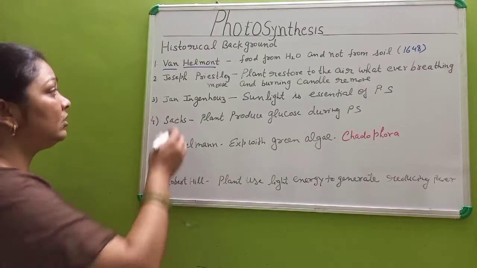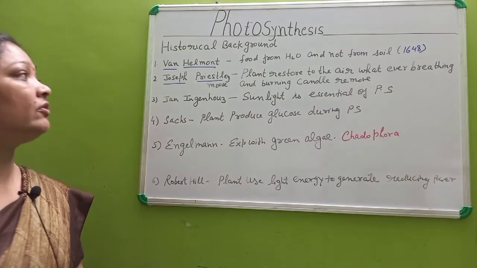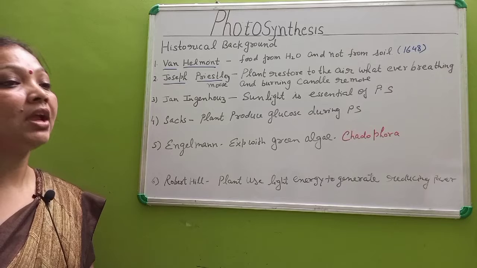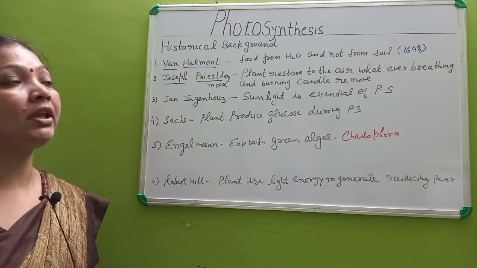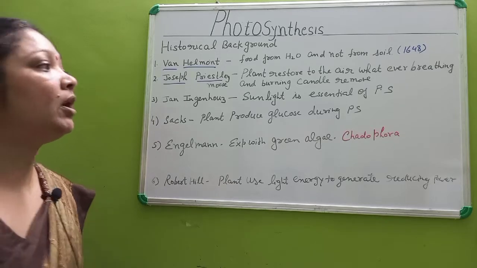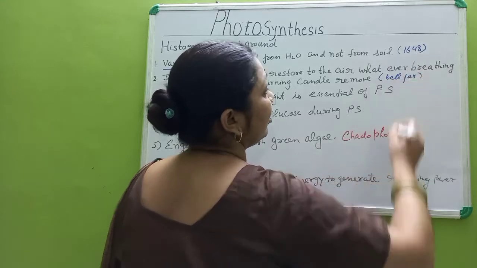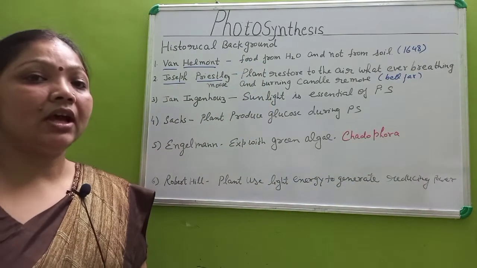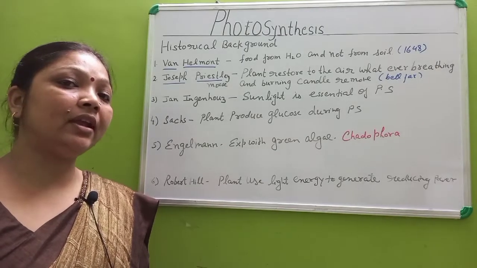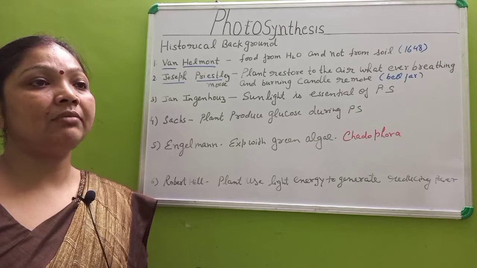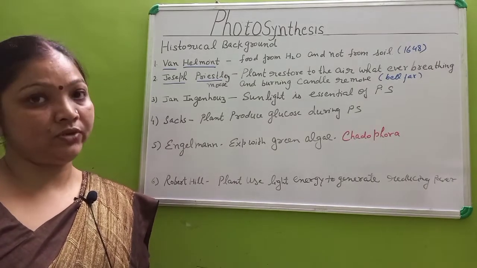The second main achievement in the process of photosynthesis is by Joseph Priestley. He said that plants restore to the air whatever the breathing of a mouse and a burning candle remove. Actually, he performed an experiment with a bell jar. He took a bell jar in which he first put a candle and a mouse and covered the candle and mouse with the bell jar. After some time he saw that the mouse died and the candle also extinguished.